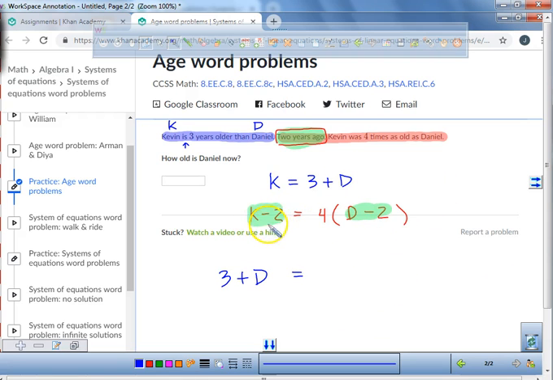Now this equation, in order for me to do this, I have to add 2 to this side, and I have to add 2 to this side to solve for K. So over here, watch what I'm going to have to do. I'm going to have to do 4 parentheses, D minus 2. What did I have to add to both sides? I had to add an additional 2 to solve for K. Then I distribute. Here's what you're left with. 3 plus D equals 4 times D minus 8, because 4 times negative 2 is negative 8, plus 2.